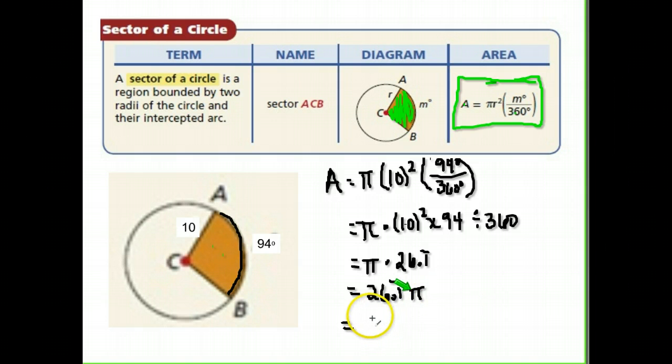You can use 3.14, but depending on the question, it may put you off a little bit because 3.14 is a rounded version of pi. Okay, and when I do that, I get 82.03. So my answer in terms of pi was 26.1 pi, but my final answer rounded was 82.03. So again, in terms of pi, you multiply everything, calculate everything but pi, and if they want the final answer, you go ahead and multiply that by pi using a calculator.